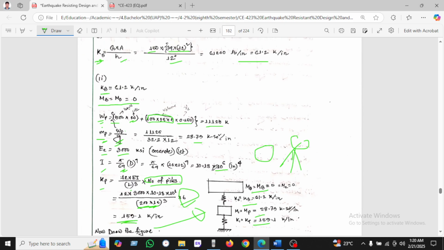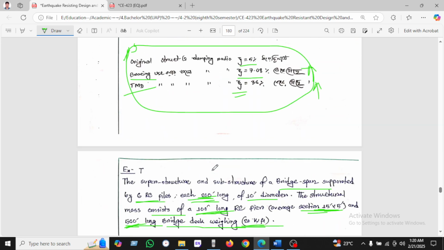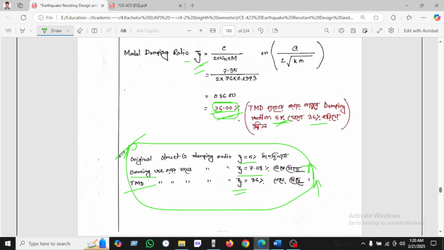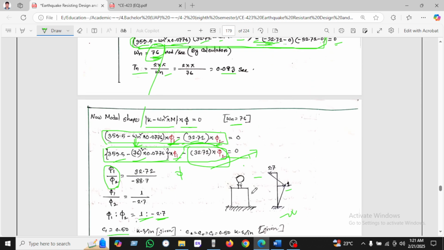If we recap this, the summary is that when the original structure is taken, the damping ratio is 5%, but when we insert the bracing, the psi value will be increased to 0.07. When using a TMD, which is a tuned mass damper, it will also be increased by 36%.